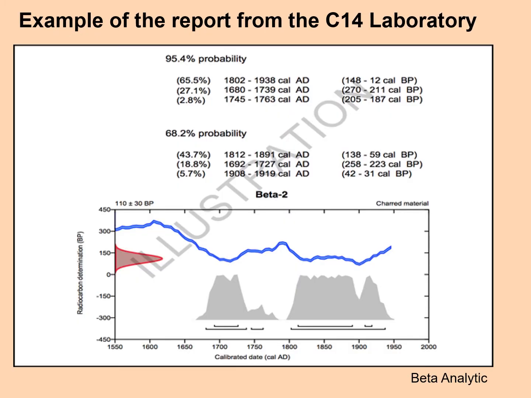Here's an example of the report that you get back from the radiocarbon laboratory. You can see that they give you both the 1 sigma probability, the 68.2%, and the 2 sigma probability, 95.4%. But you can also see that you never get back an exact date. What you get back is a range of dates. So radiocarbon dating is not that accurate, and it's expensive.